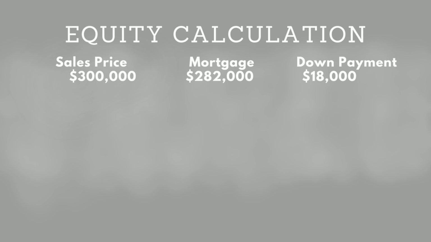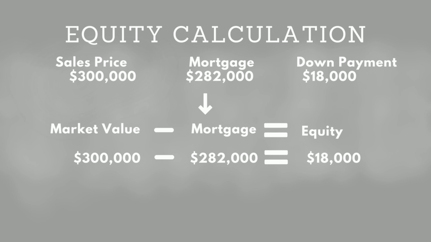Let's say you're purchasing a $300,000 home with a loan amount of $282,000, and your down payment is a 6% down payment, which is $18,000. Right off the bat, as soon as you close on your home, you have $18,000 in equity on your home. Let's continue on and fast forward a year to find out what your equity would be.